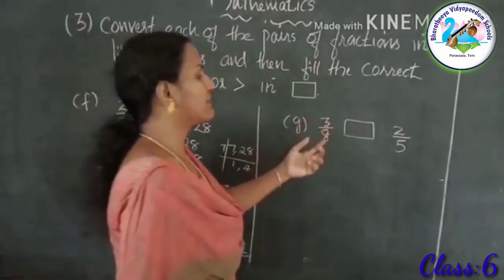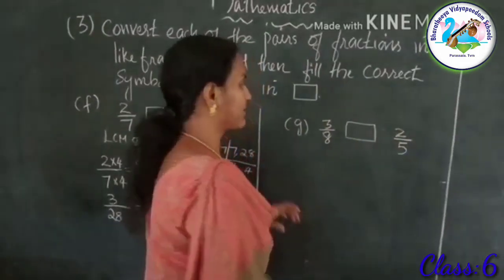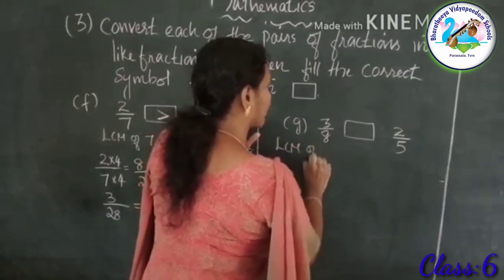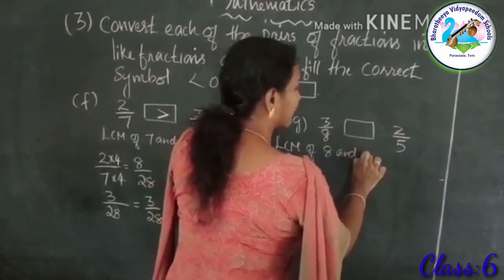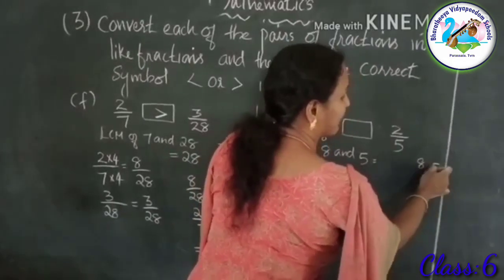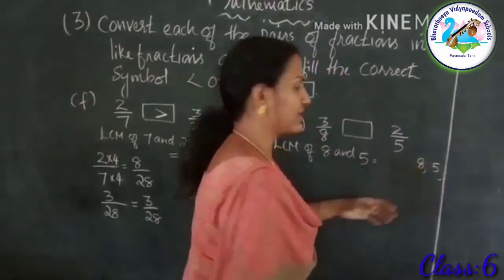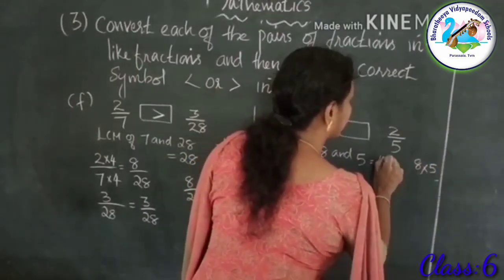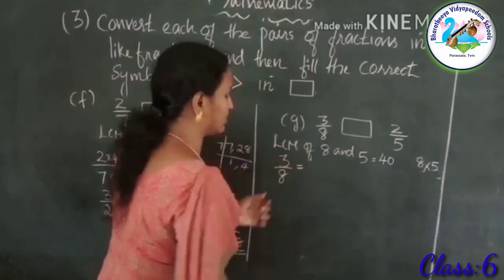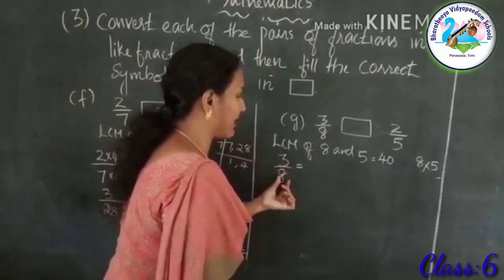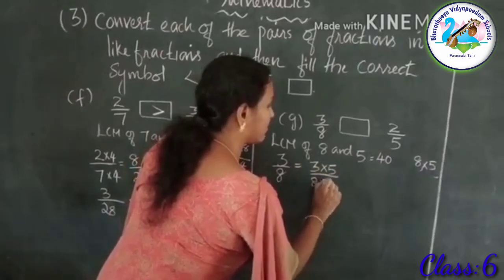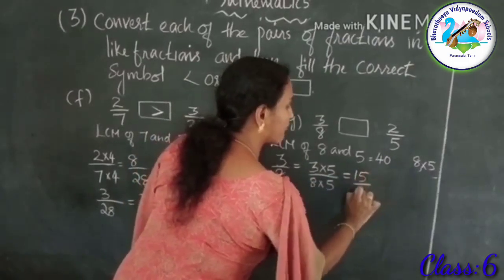The next option, 3 by 8 and 2 by 5. By the same method, we have to find out the LCM of 8 and 5. In 8 and 5, there are no common factors other than 1. So multiplying 8 into 5, the LCM is 40. The first fraction, 3 by 8, is equal to, multiplying 8 with 5, we get 40. So 3 into 5 divided by 8 into 5, 15 by 40.